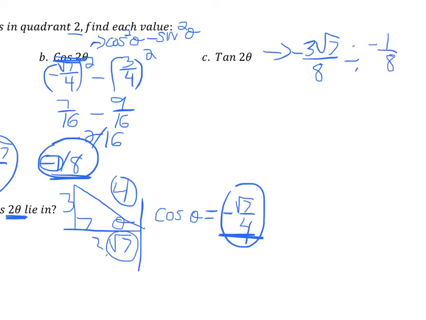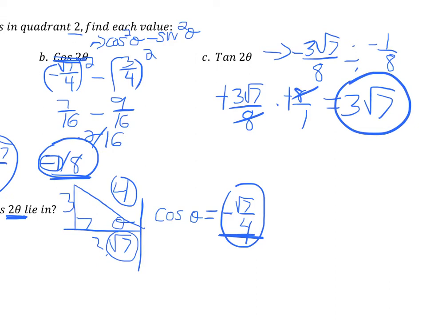And then if I'm dividing fractions, I keep, change, flip. So negative 3 root 7 over 8 times negative 8 over 1. The 8's cancel, the negatives cancel out, and you get 3 root 7. And that makes sense. Tangent of 2 theta is positive because 2 theta is in the third quadrant. So to do these ones, the only way you can get started is you have to draw a right triangle, and then once you have the trig values, plug them into the formulas.